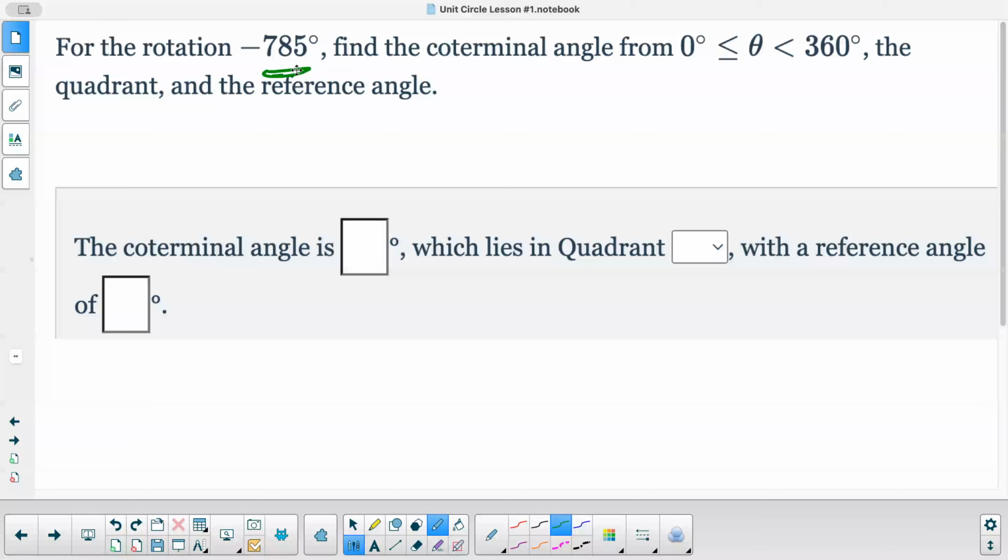First, find a coterminal angle. So I got to add 360 a couple times. I'm just going to take my calculator and type in negative 785 plus 360 plus 360 plus 360. I got to do it 3 times to get it between 0 and 360. So 295, that's in quadrant 3 because it's between 270 and 360. And then the reference angle. Sorry, that's not in quadrant 3. It's in quadrant 4 because it's between 270 and 360. So then 360 minus 295, that'll give me my reference angle, which is 65.